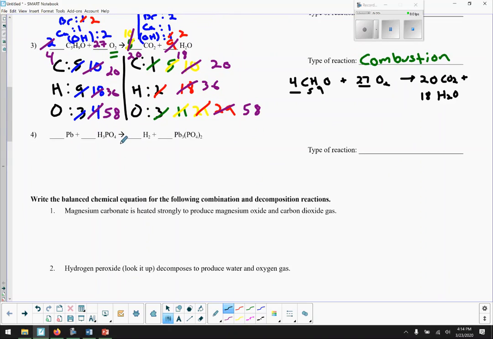And again, I'm going to treat the phosphate, the polyatomic ion, as one thing. So we have Pb. Oops. So we'll have lead, hydrogen, and PO4 on each side.